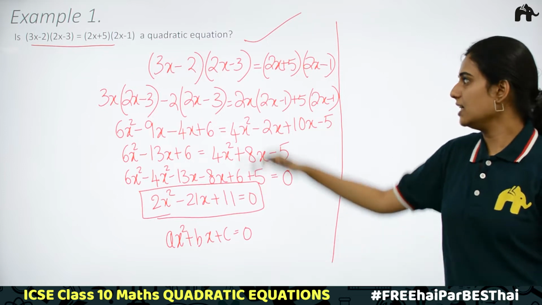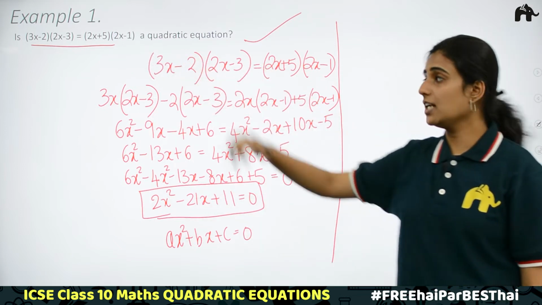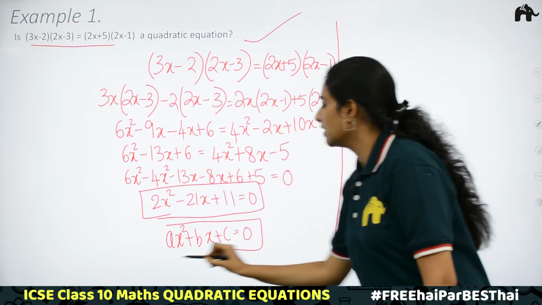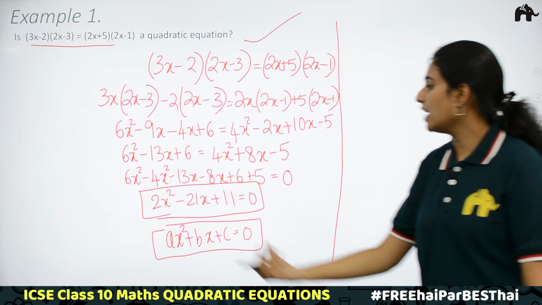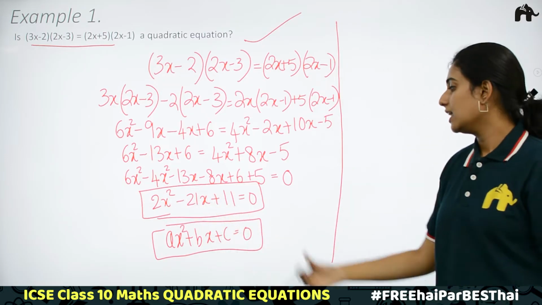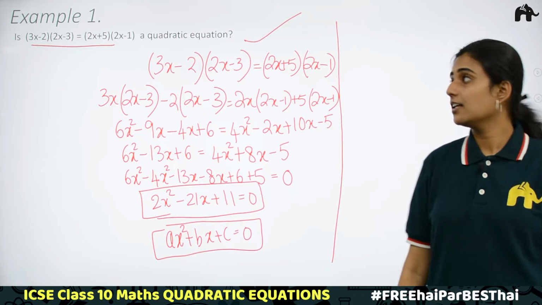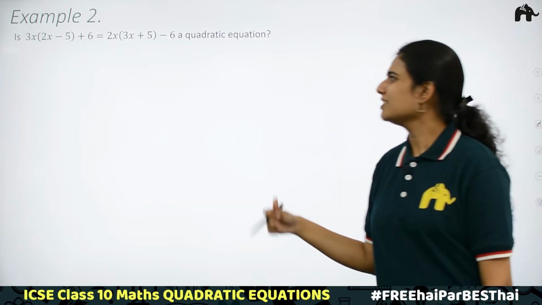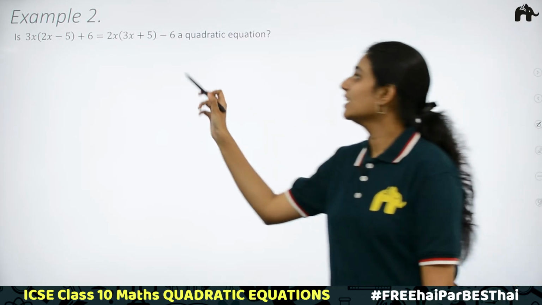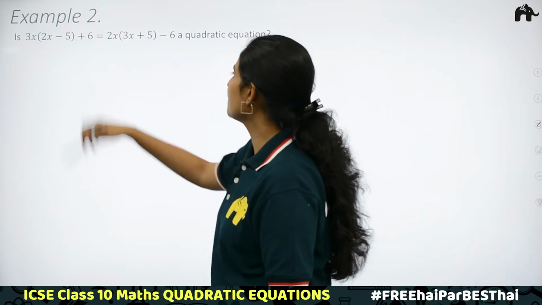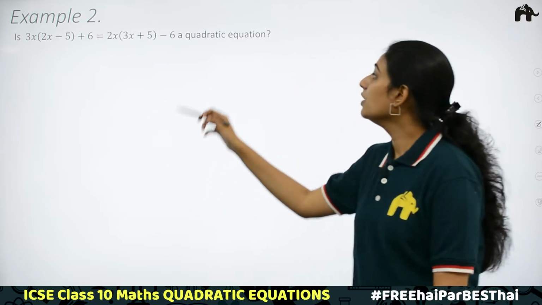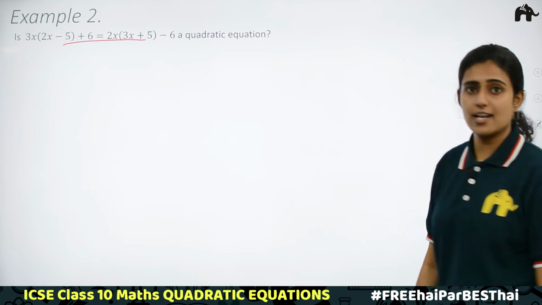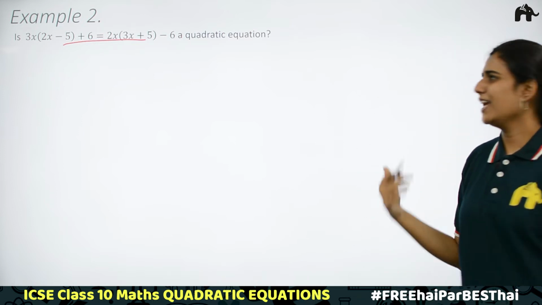Clear? Just solve the given expression. If you get the standard form with some real number values for a, b and c, then it is a quadratic equation. Okay, let's move on to the next example. Example 2. This is a similar question. Is 3x into 2x minus 5 plus 6 is equal to 2x into 3x plus 5 minus 6 a quadratic equation? The same procedure.